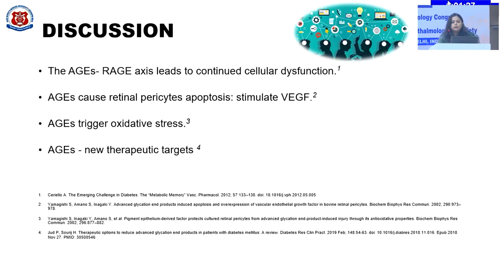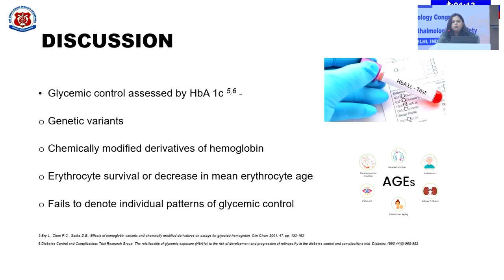So the AGE-RAGE axis leads to continued cellular dysfunction. AGEs cause retinal pericyte apoptosis and stimulate VEGF. AGEs trigger oxidative stress, and even now they are new therapeutic targets for diabetic retinopathy. Why we are going towards something different rather than HbA1c is that there are genetic variants which affect the HbA1c level, and chemically modified erythrocyte survival rate affects it. So it does not always show us the actual glycemic control.